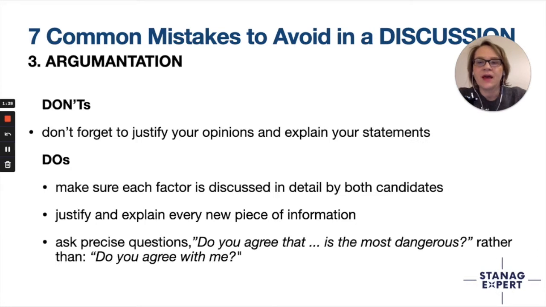Mistake number 3 is that people try to add as many arguments, ideas and examples as they can without justifying or explaining how they are connected with the topic. So don't just add new things, focus on a few chosen ones and explain them thoroughly. Make sure that each factor required in the task instruction is discussed in detail by both candidates. Justify and explain every new piece of information. Say how it is connected to the topic, how it is relevant.